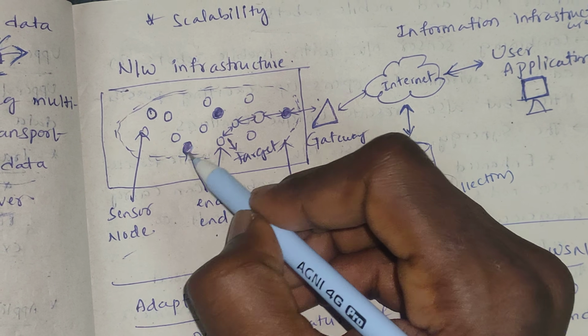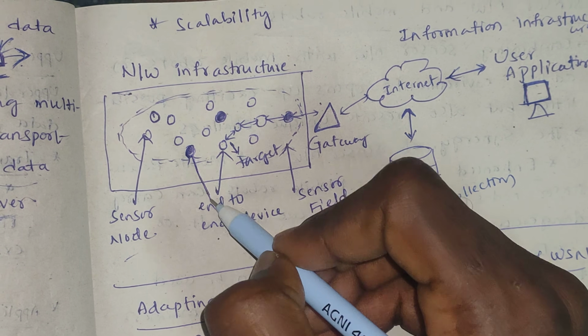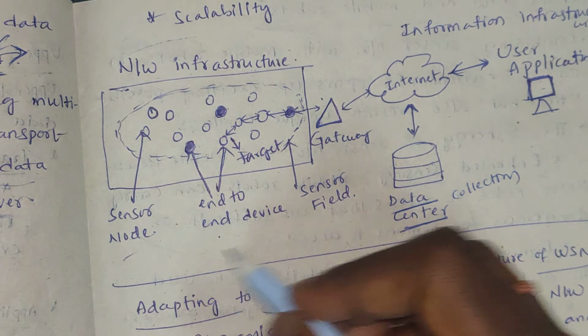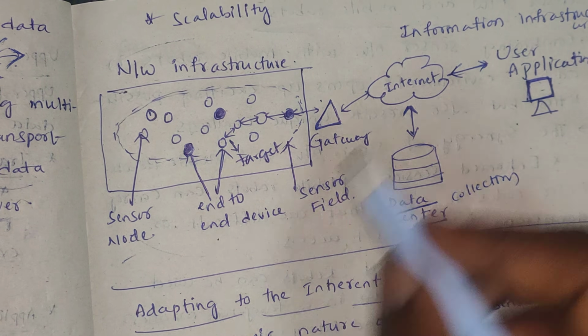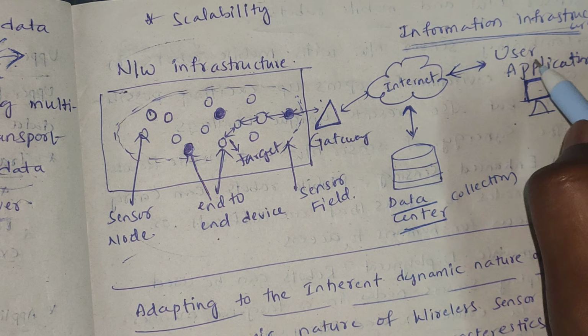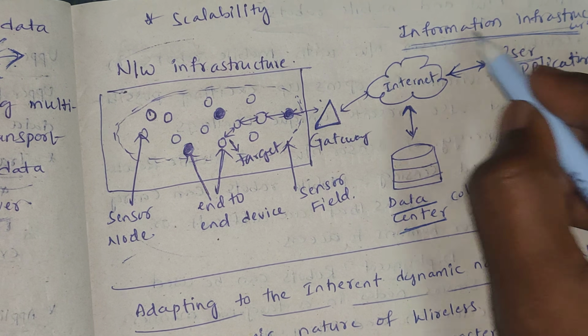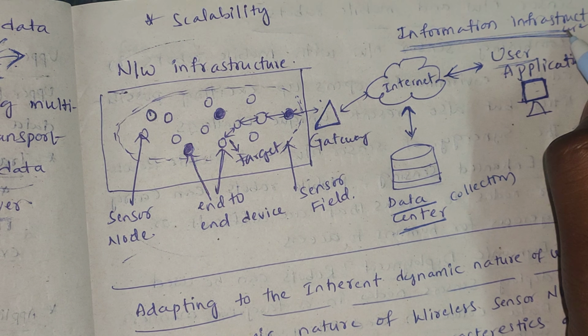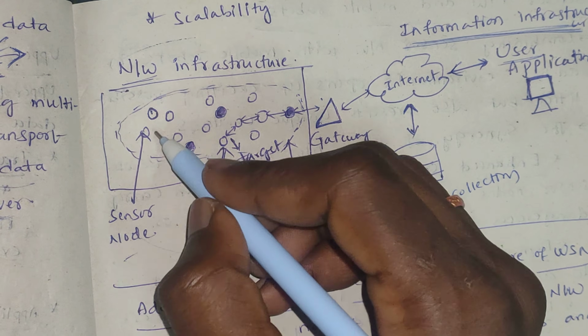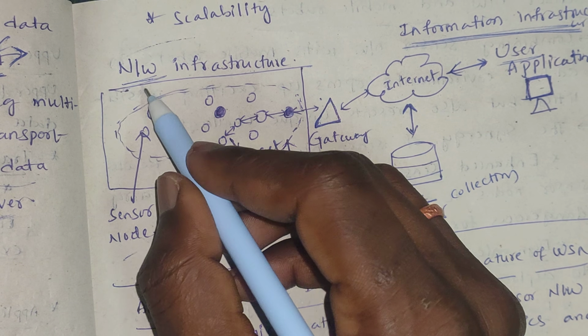For example, this is the destination and this is the source. This is nothing but the end-to-end device, and this overall is nothing but the network infrastructure, and this is the information infrastructure. So whatever information is used for the user, that is the information infrastructure, and whatever data we need, all of that is present in the network, right? So it is nothing but the network infrastructure.